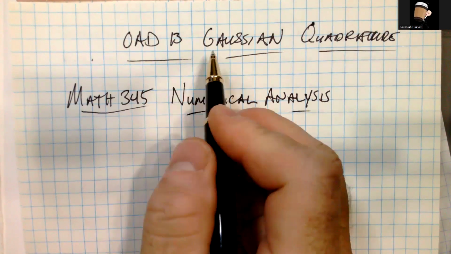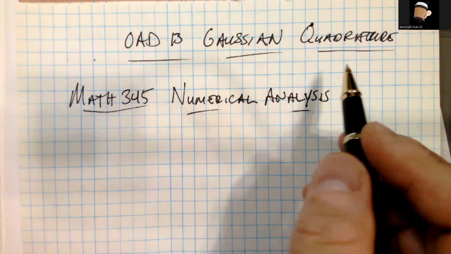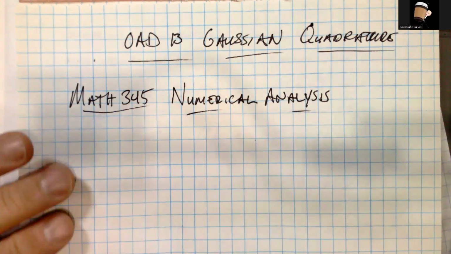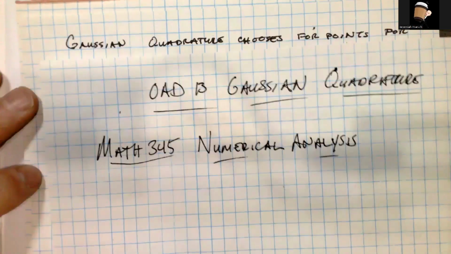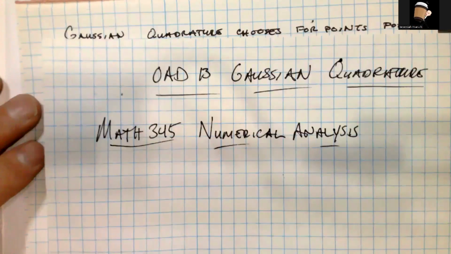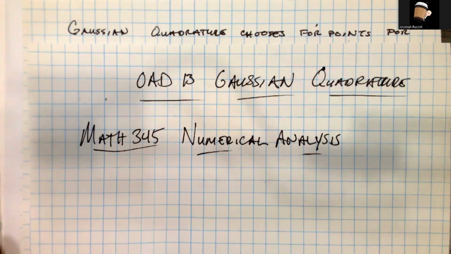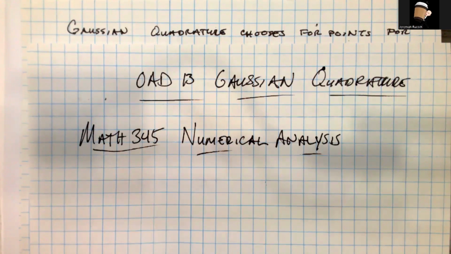This is Day 13, Gaussian quadratures, for Math 345 Numerical Analysis. In this video, we'll introduce the idea of Gaussian quadrature and how it's used, maybe go over some technology and demonstrate its purpose, and then leave the rest in the notes for you to explore.